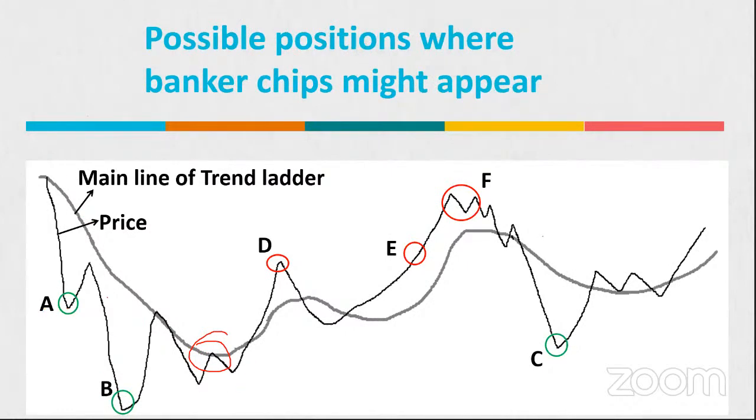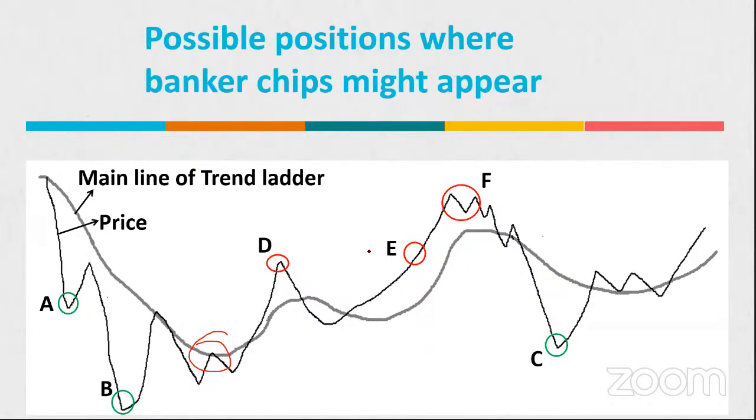So that means A and B. Bunker chips most likely would appear at point A and point B. Okay, so is it that on the right side, bunker chips never appear? That's not true. Sometimes when you see the correction is a forceful one, for example, the price can drop below the main line of trend line. Even on the right side, bunker chips also might appear, like point C.